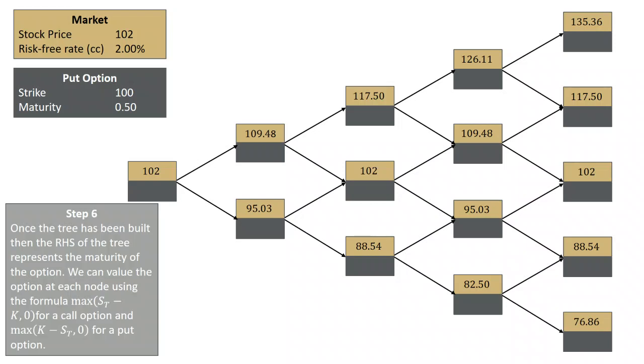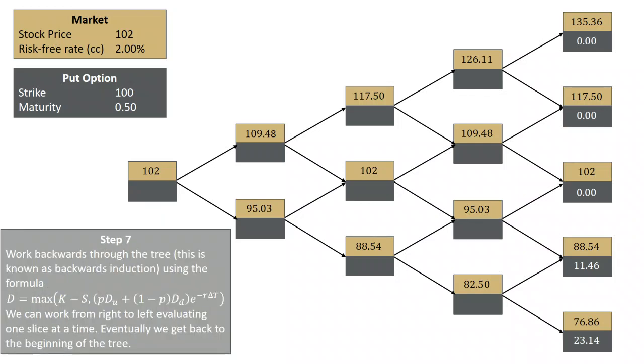At the maturity of the option, the European put option and the American put option are worth exactly the same amount. So we don't exercise if the stock is above the strike, and we exercise if the stock is below the strike. Now we're going to change. So now step 7 is a little bit different.